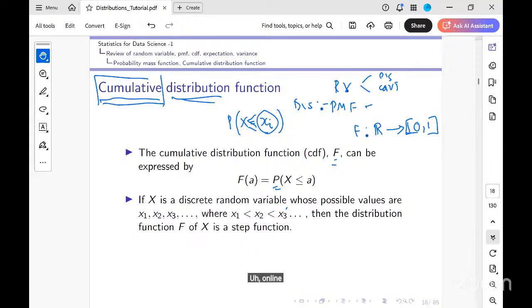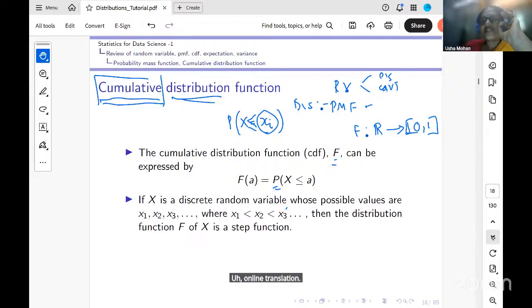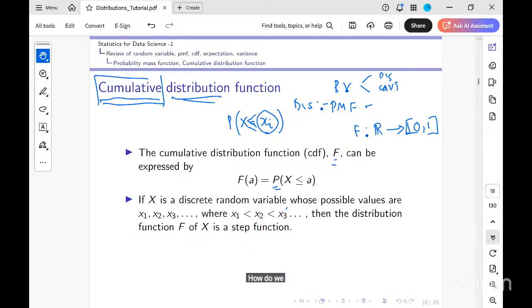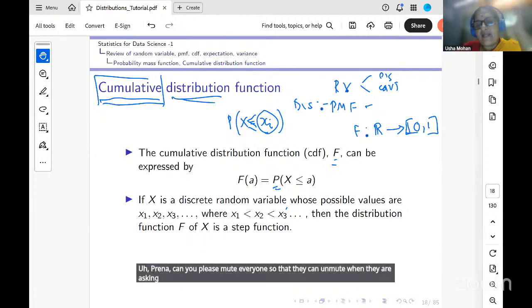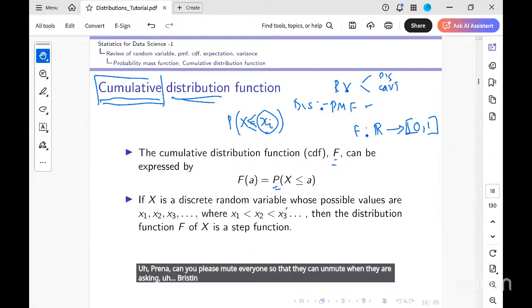Online चल रहा है, I request everyone. Rohit Kumar, mute. I think he's not aware that he's unmuted. Prerna, can you please mute everyone so that they can unmute when they are asking a question? Yeah, sure, ma'am. Thank you.